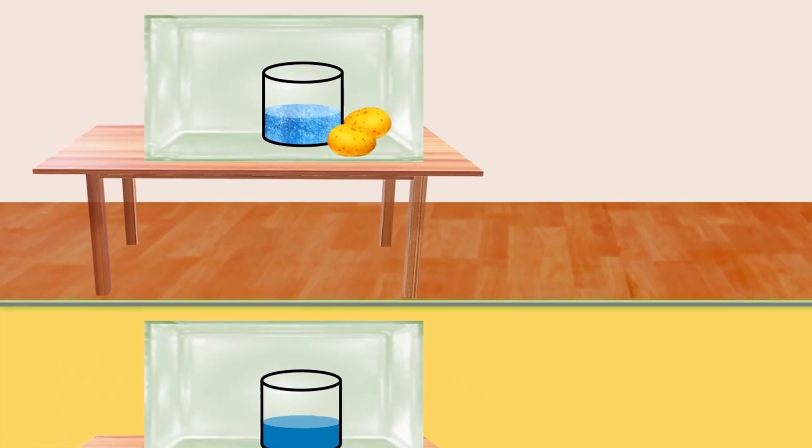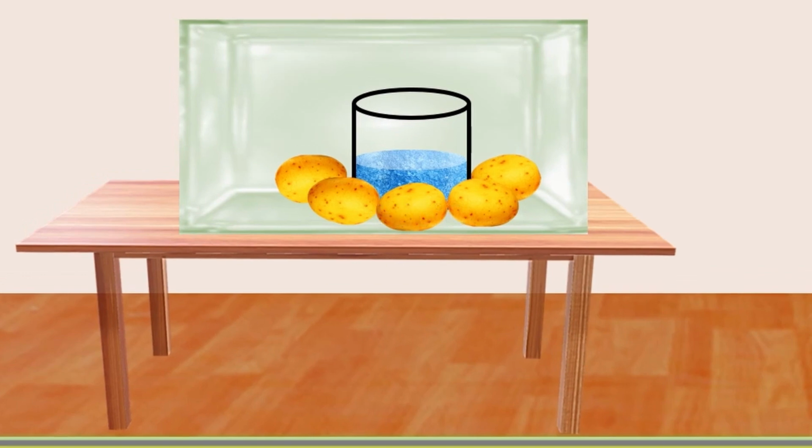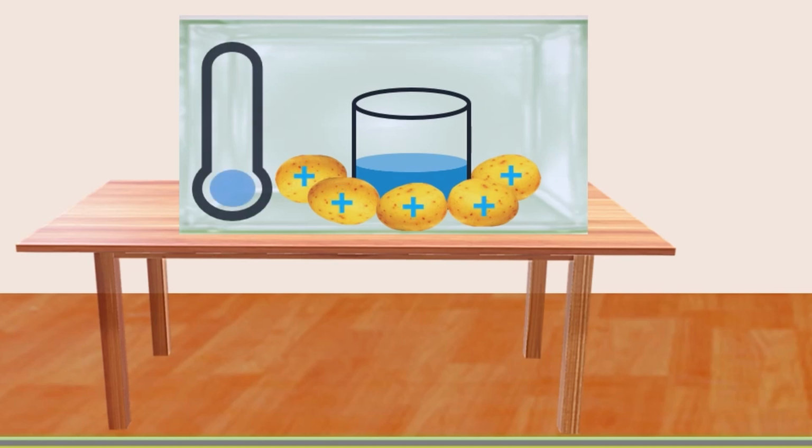Now, let us place 5 hot potatoes at a temperature of plus 80 degrees Celsius in the first box and insulate it from the surroundings. Therefore, due to the heat from the potatoes, the temperature rises and the ice melts in the beaker. Well, the observation to be noted here is that adding something positive made the system's temperature become more.